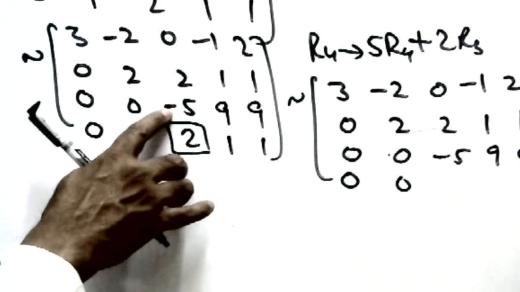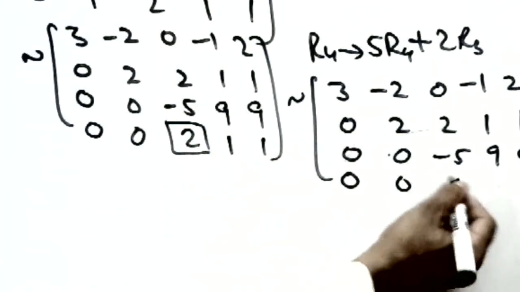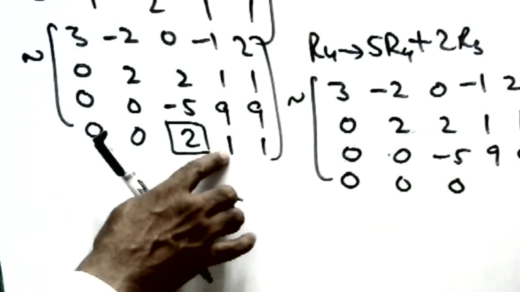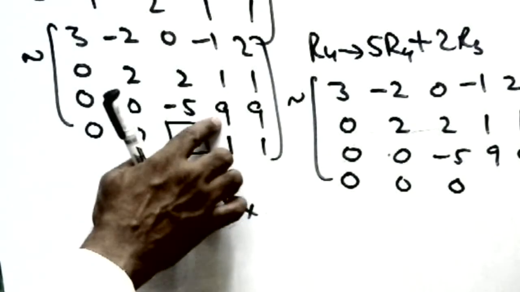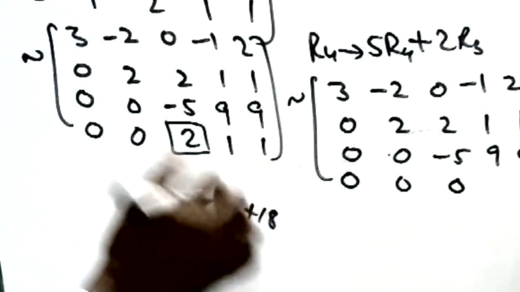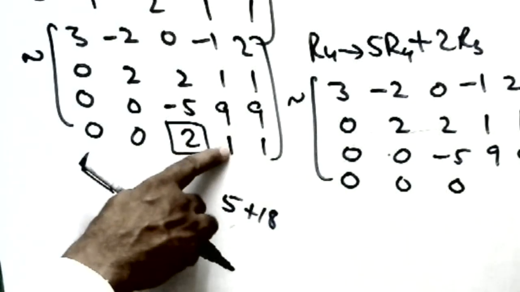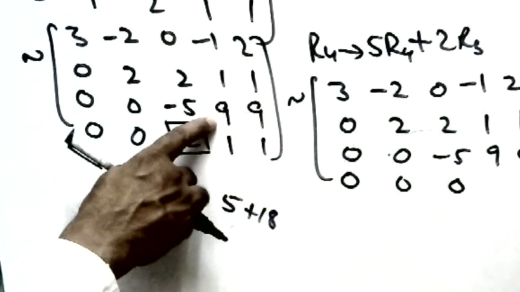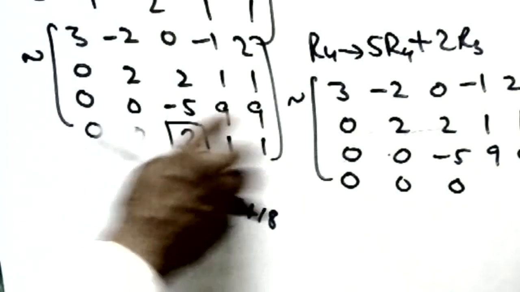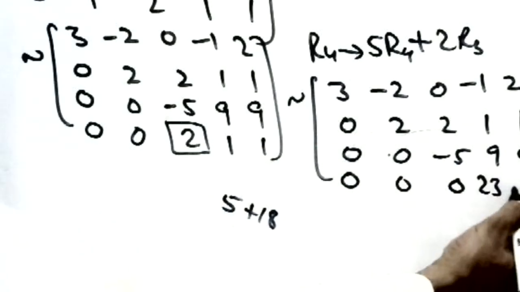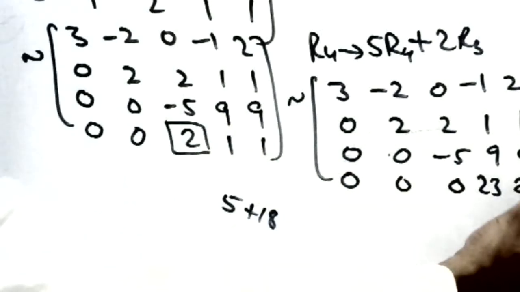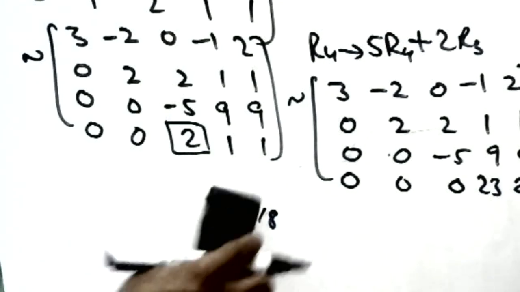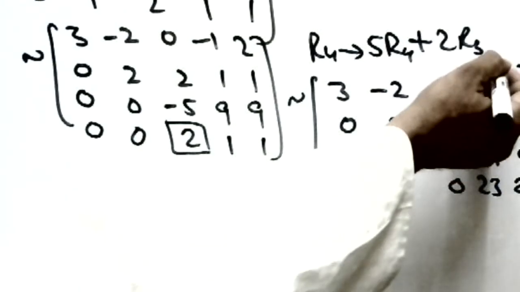If you multiply this with 5, 10 minus 2 5s are 10, minus 10 is 0. If you multiply this with 5, 5 ones are 5, plus if you multiply this with 2, 2 9s are 18. So 5 plus 18 will be 23. Same terms now, 23. So let me see whether the equations are consistent or not.